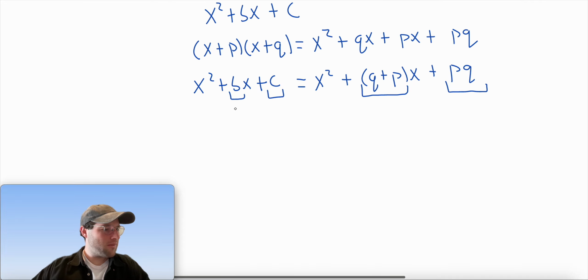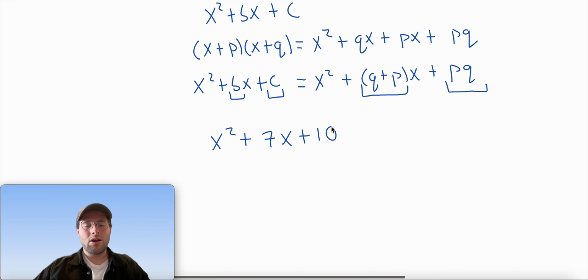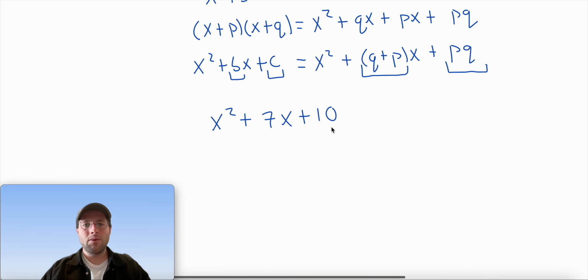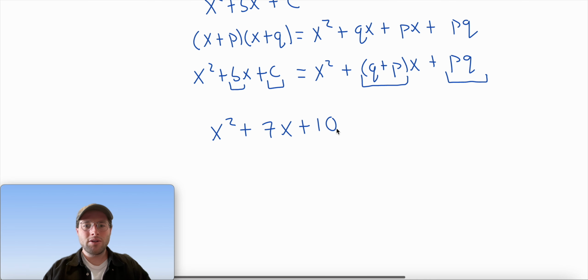All right, so let's dive into a couple of examples here. Let's begin. I have x squared plus 7x plus 10. Looking at what we did above, we need to find two numbers that multiply to 10 and add to 7. And two such numbers are 5 and 2, because 2 times 5 is 10, and 2 plus 5 is 7. So if we write that out, we'll get x plus 5 times x plus 2.